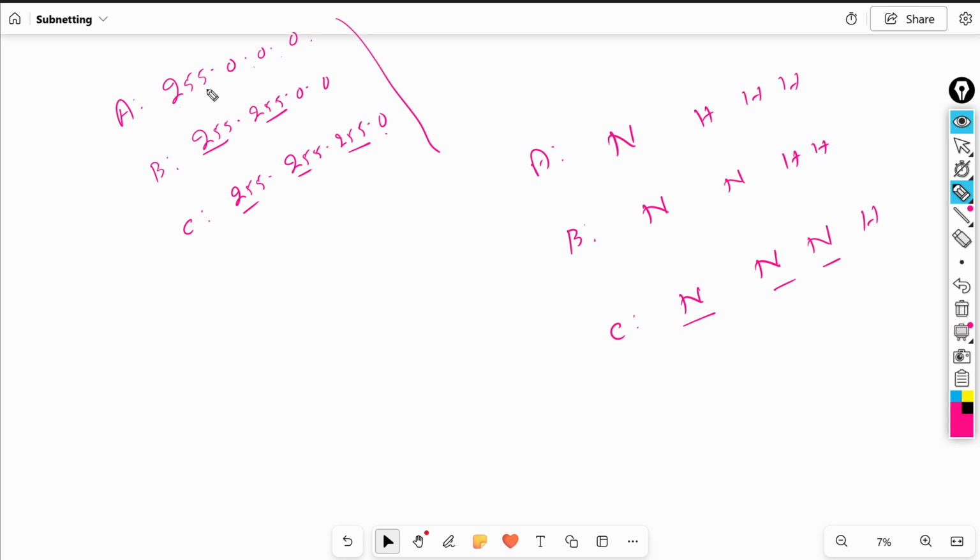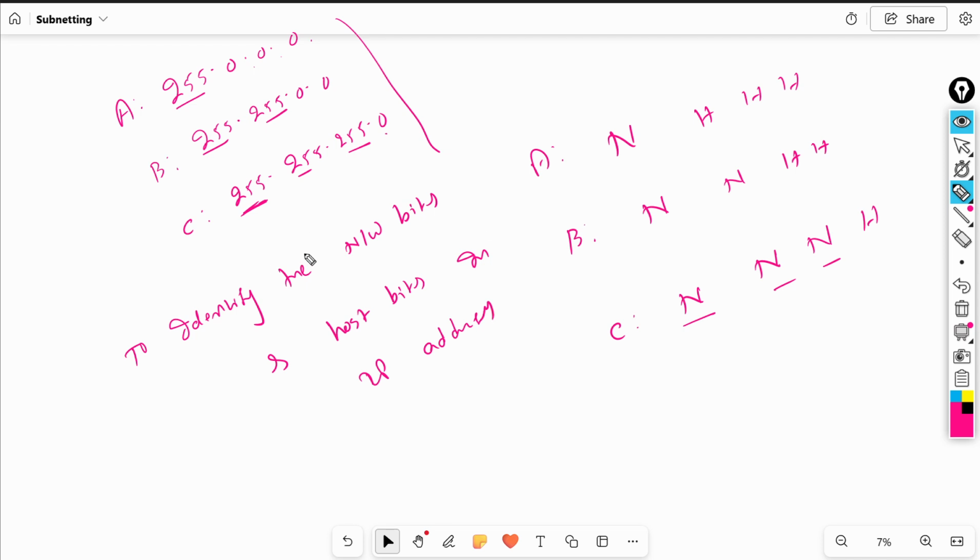What is the purpose of this subnet mask? The subnet mask's purpose is to identify the network bits and host bits in an IP address. Remember this point, very, very important.